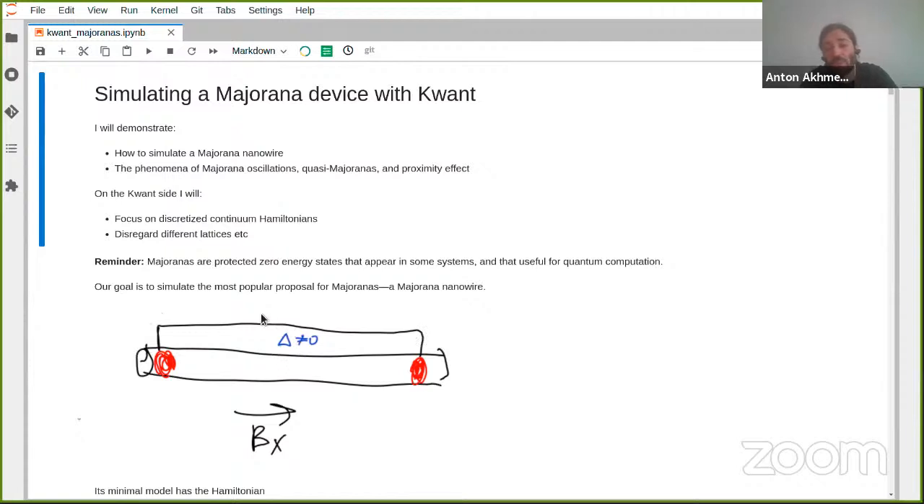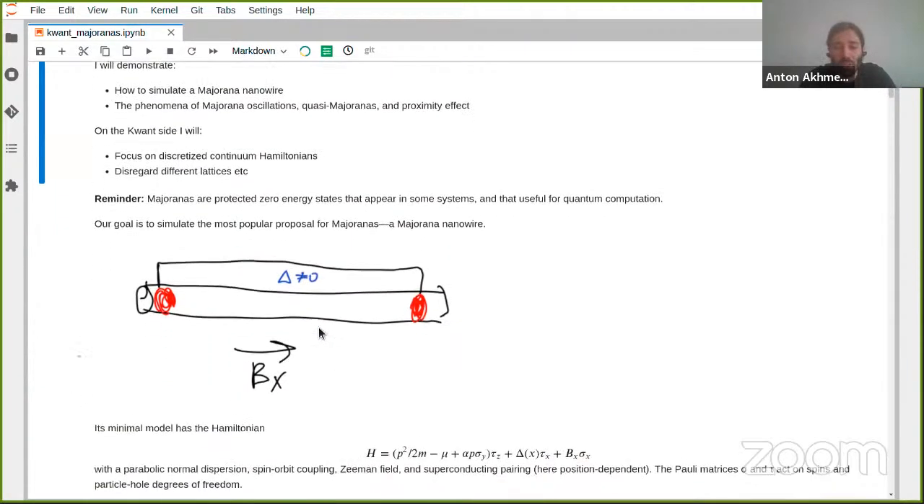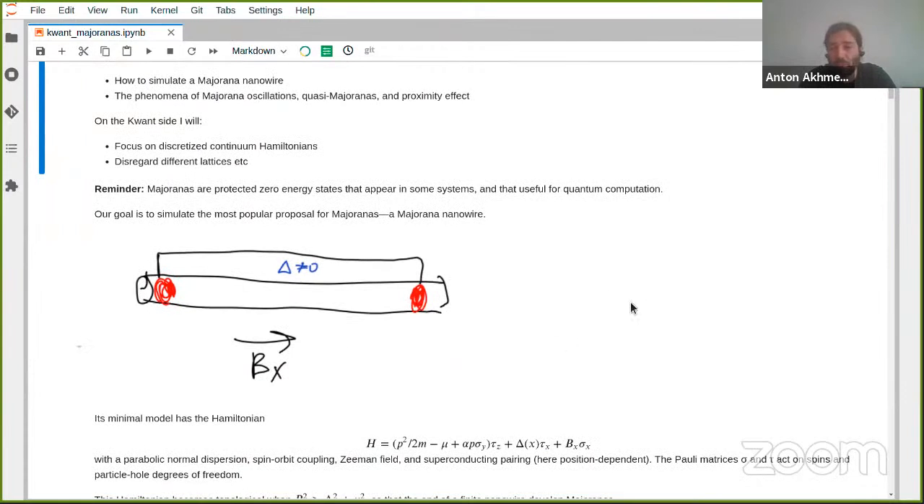A superconductor has a non-zero gap. There's a magnetic field causing Zeeman splitting. There's spin-orbit coupling. So altogether, these ingredients come together into a Hamiltonian. And by the way, as a quick reminder, I am still keeping an eye on chat and Q&A. So if you want me to discuss something in more detail, do write.